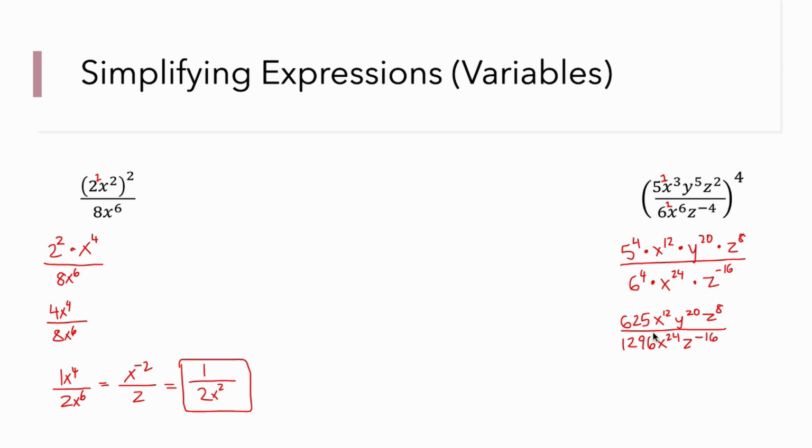Now, even though these two are huge numbers and it looks like they can be simplified, they cannot be simplified. And a way to figure this out is by looking at the original one before they were raised to the exponent. And if it is in simplified form, when you raise it to the exponent, it's probably going to be in simplified form already. So, 625x to the 12th, y to the 20th, z to the 8th, over 1296 x to the 24th, z to the negative 16th is what we have right now.